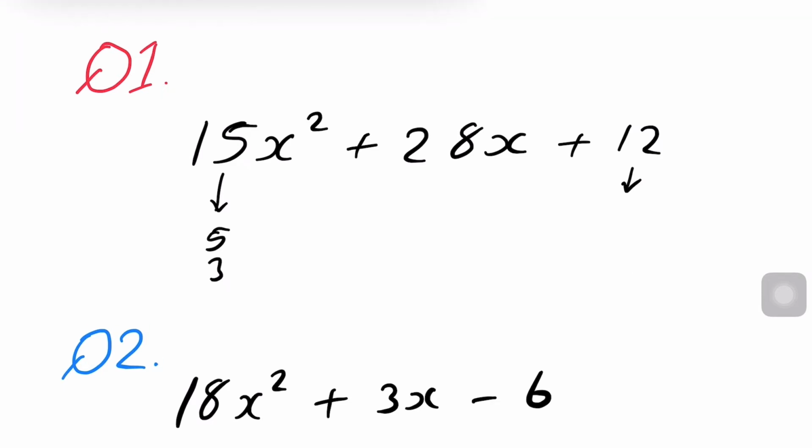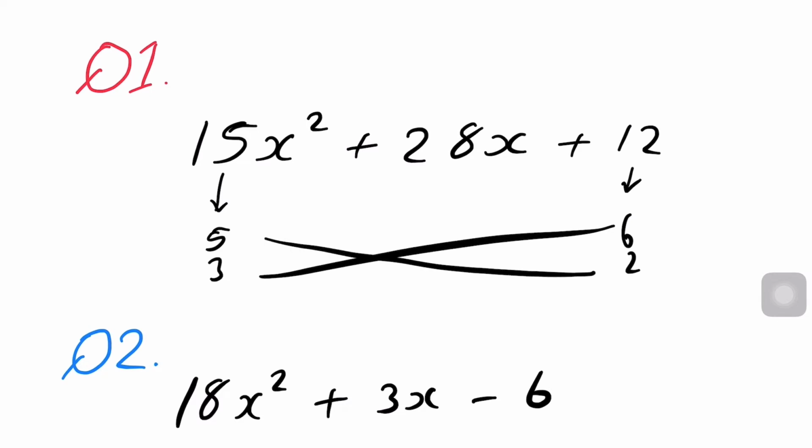So let's do 6 and 2. Okay, so that gets you 18, 10. That gets you 28. So yeah, if you wanted to confirm that, you could write it like this: so 15x squared plus 18x plus 10x plus 12, and then factor it like that.